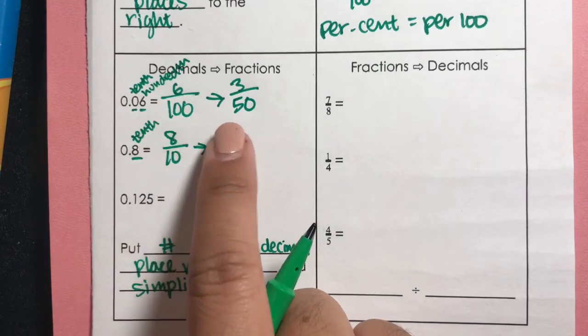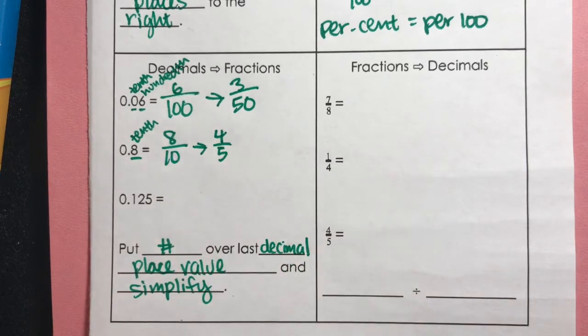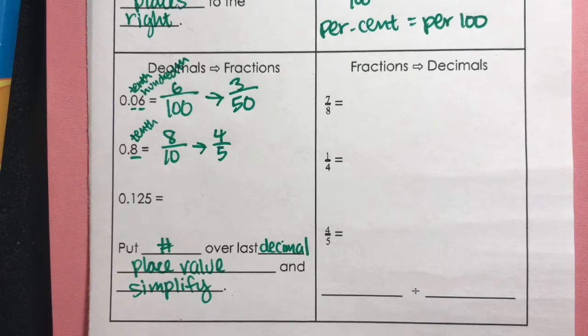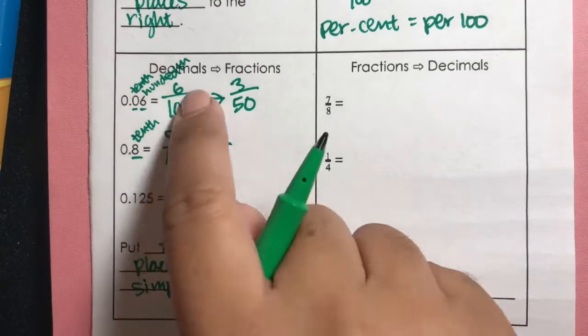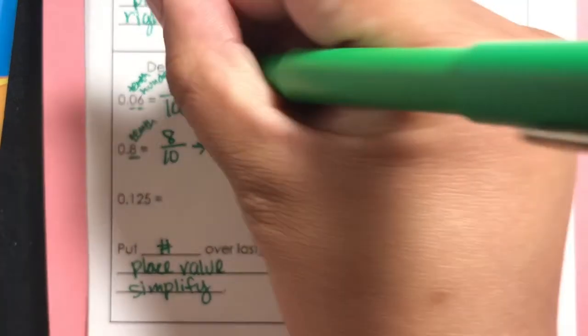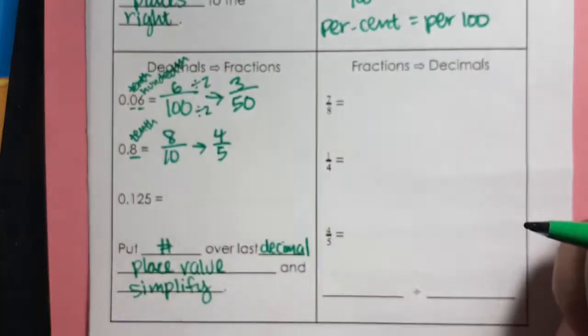Remember, when you're simplifying, you're just finding the greatest common factor and dividing the numerator and the denominator by it, and that's how you get your simplified fraction. For 8/10ths, the greatest common factor is 2. So 8 divided by 2 is 4, 10 divided by 2 is 5, and that's how I got 4/5. For 6/100ths, the greatest common factor again was 2. So 6 divided by 2 is 3, and 100 divided by 2 is 50.